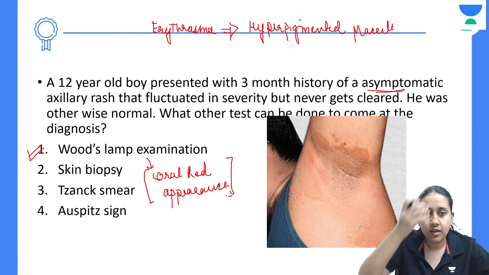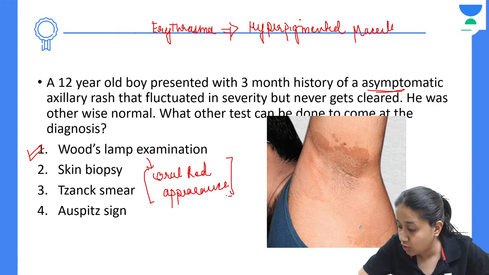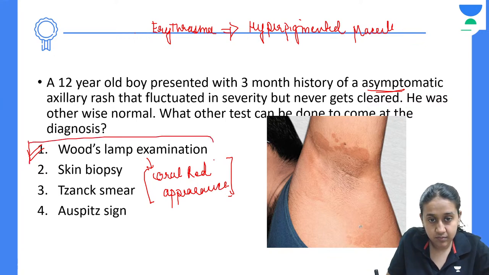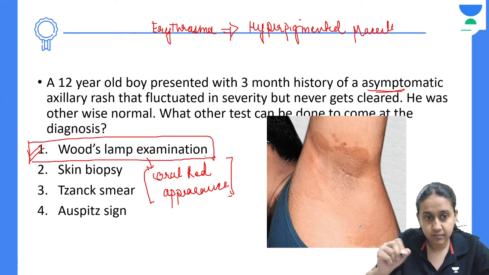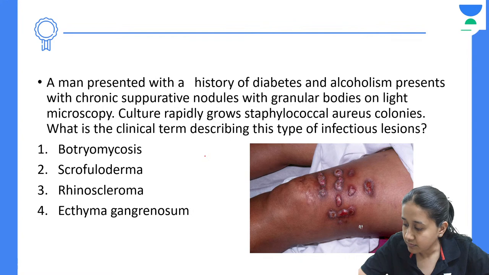Clear? A 12-year-old boy with a 3-month history of asymptomatic axillary rash that fluctuated in severity but never got clear. What is the answer? The answer is option number 1, Wood's lamp examination. Okay, clear? Next.